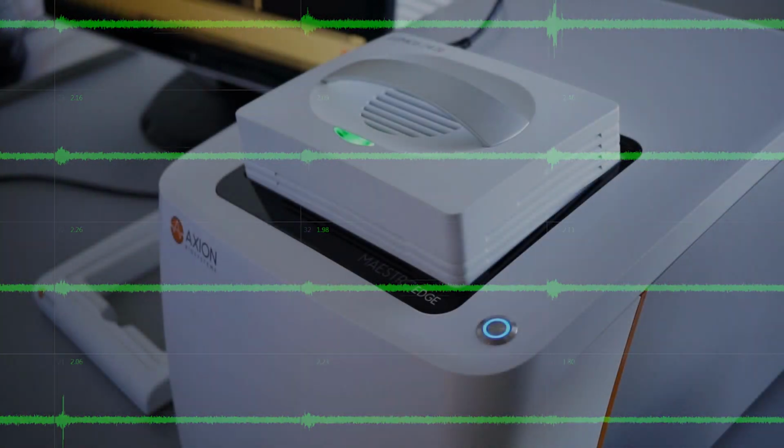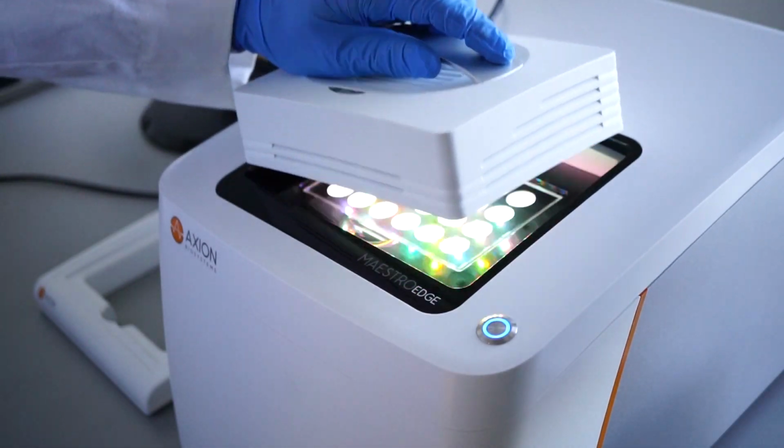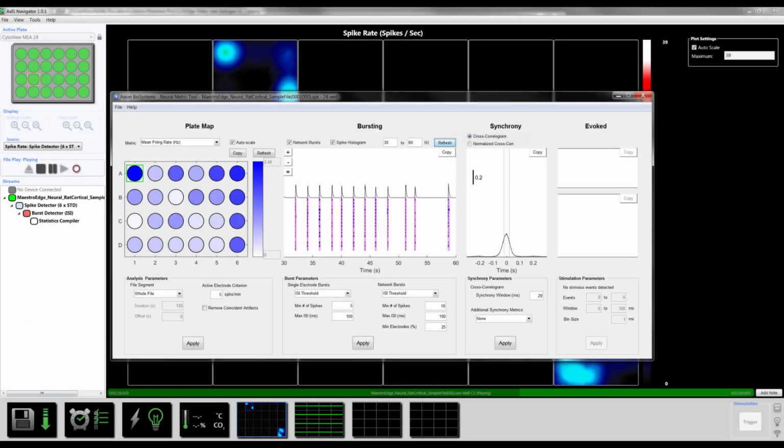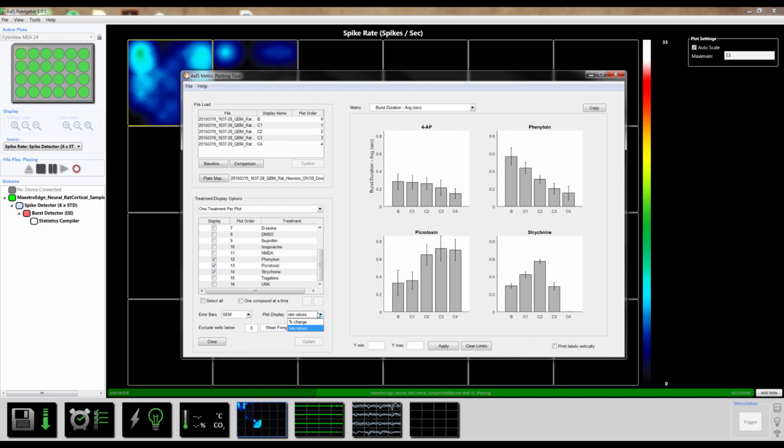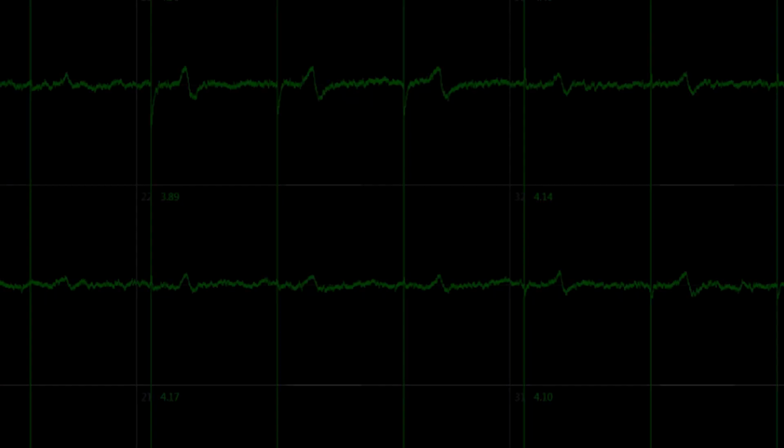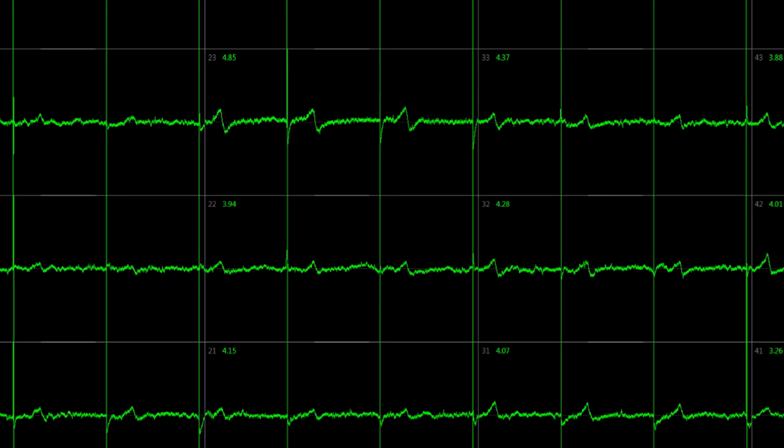Control cell activity with electrical or light pulses, or both. Analyze and graph your data with our dedicated software. Powerful data no longer needs to be complicated.